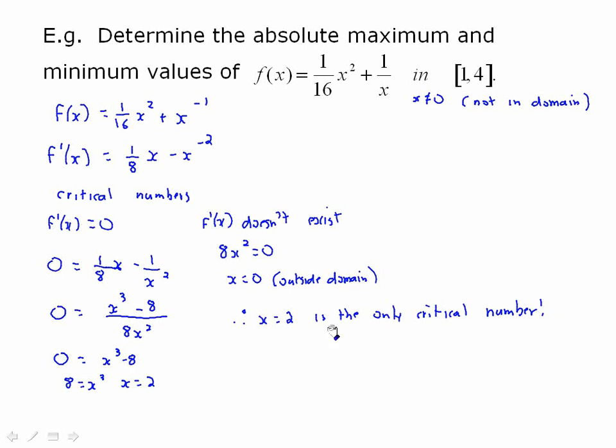But now, let's find out what f at 2 is equal to, and then we can compare that with the endpoints. So f at 2, get a little more space for this one. F at 2, we substitute this in.